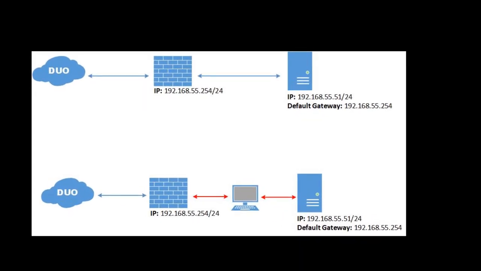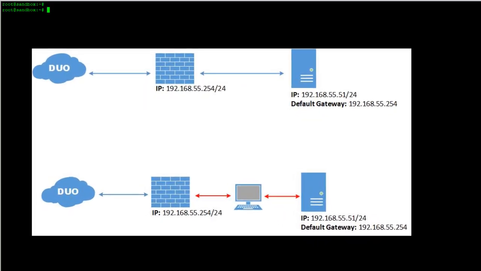In order to control the flow of traffic between the DUO application installed on the server and the DUO cloud, we're going to inject ourselves into the traffic path using a man-in-the-middle technique known as ARP spoofing, which will take us from this to this.